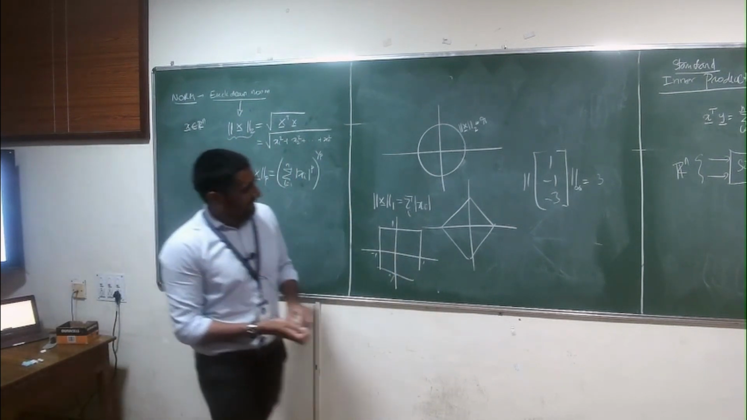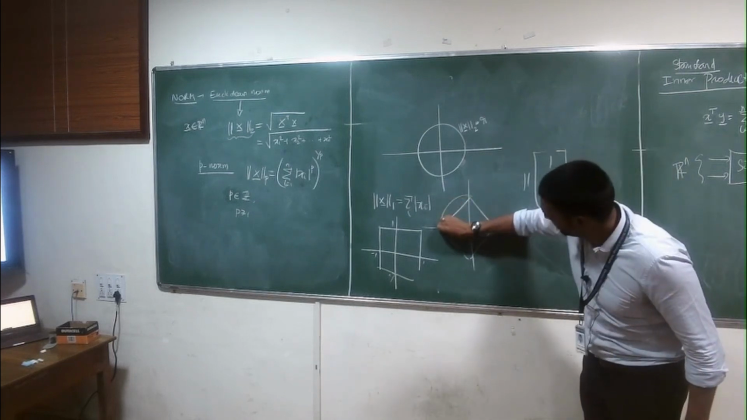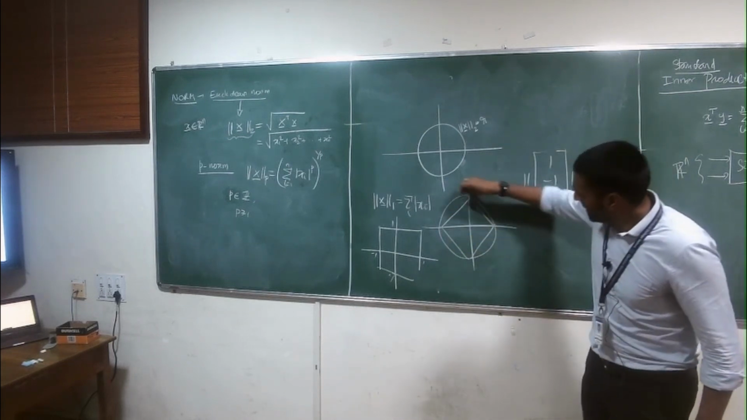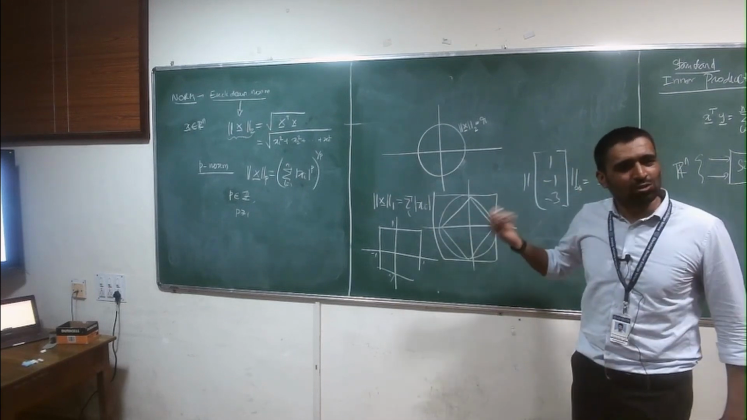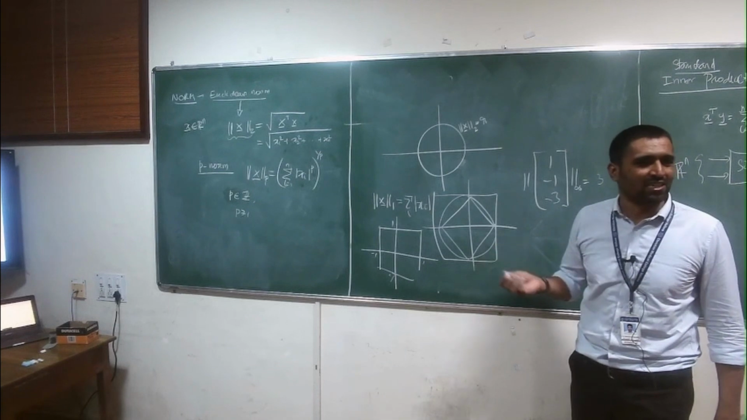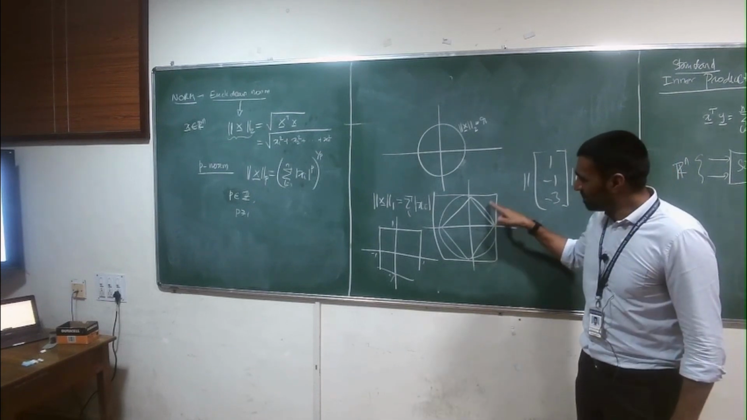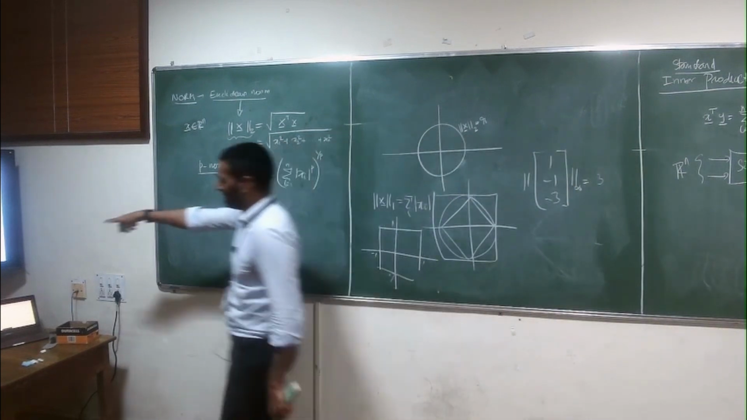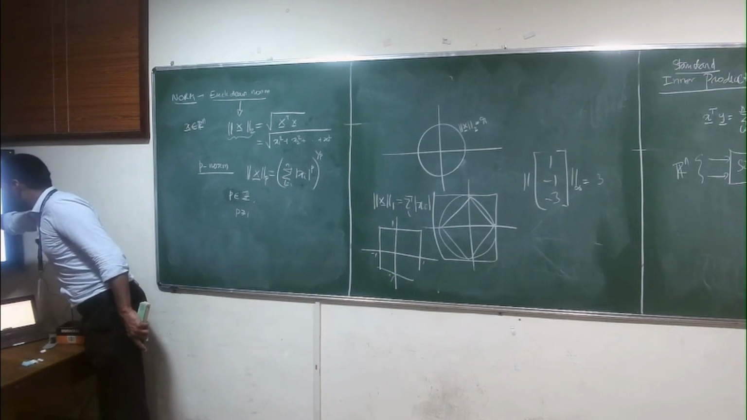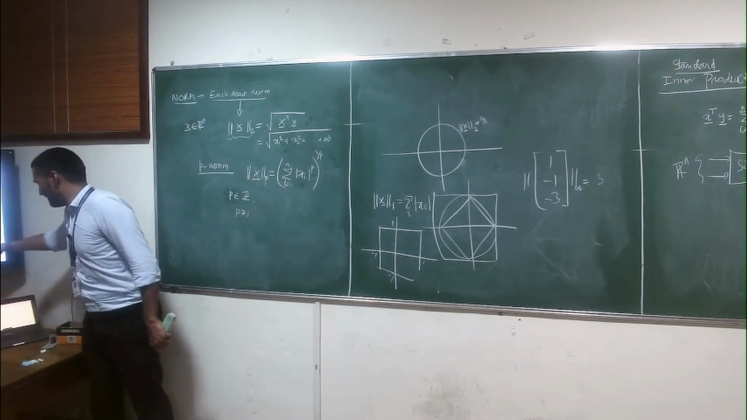Now you can see the trend, right? One norm looked like this, 2 norm was the circle, and the infinity norm is like this. Where do you think the P norm will be? There will be some finite positive integer. It will be somewhere in between a square and a circle, and that's what I've shown here. So as you increase the value of p, this circle will essentially tend towards the square. That's what is shown here.